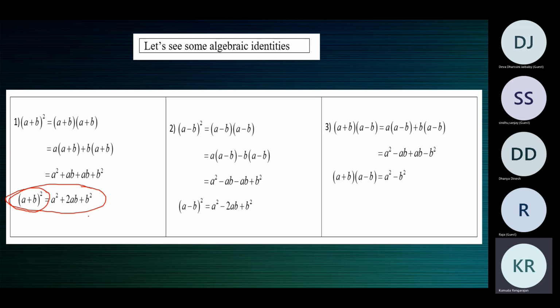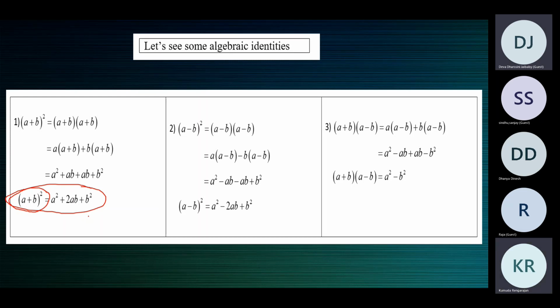Now next write, let A equal to 1, B equal to 2. Substitute and tell me what will be the value of A plus B the whole square when A is 1 and B is 2. 9, ma'am. Very good. Was it Devadarshini? Ma'am, no, ma'am, I didn't say, but I've got 9, ma'am. Very good. Okay, now Devadarshini, take up the RHS. What do you see in the RHS? A square plus 2AB plus B square.